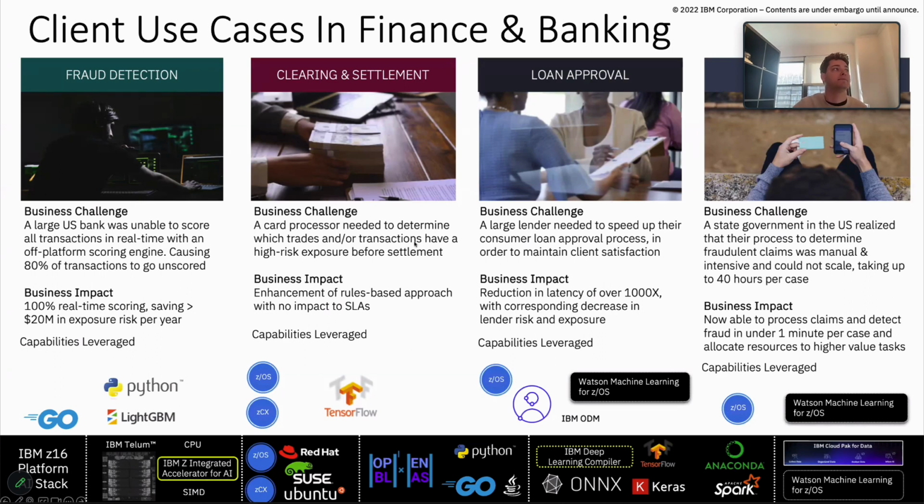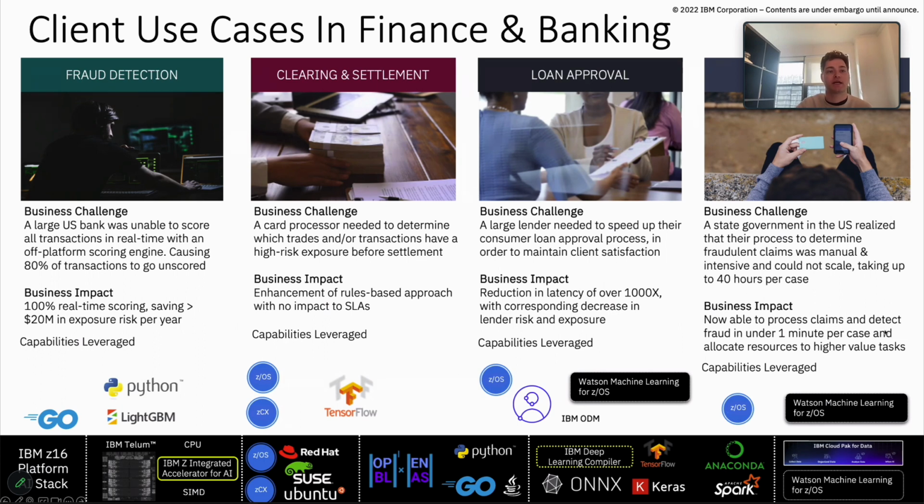Another of these use cases to dive into is with a government here in the US that realized that the process to determine fraudulent claims was taking up to 40 hours per case. So every time they wanted to look into if something was fraudulent, it would take one person a full working week to figure it out. But leveraging z/OS and Watson Machine Learning for z/OS and their new Z16, they're now able to process claims and detect fraud in under 1 minute per case, which is just such a crazy reduction in time and cost. And when it's like my government over here, I want them to reduce cost as much as possible. So truly amazing things are happening in the realm of AI on Z.